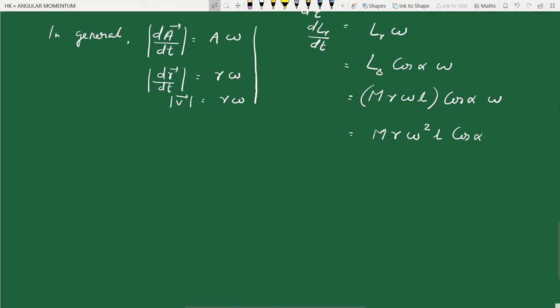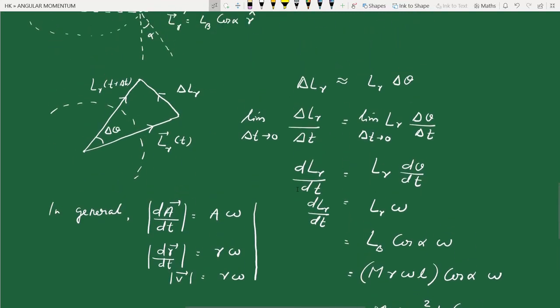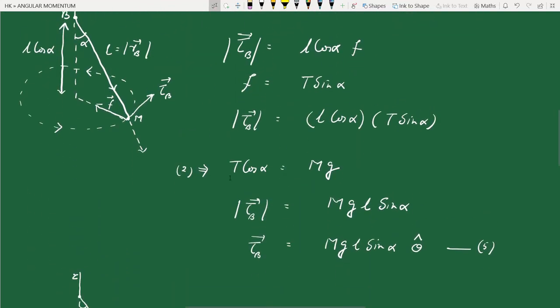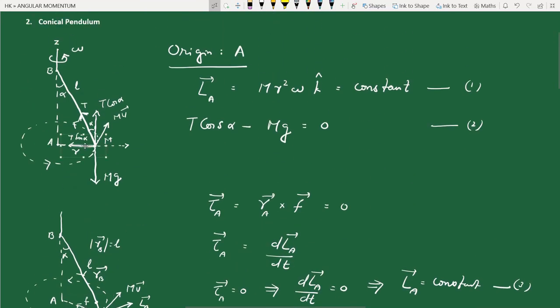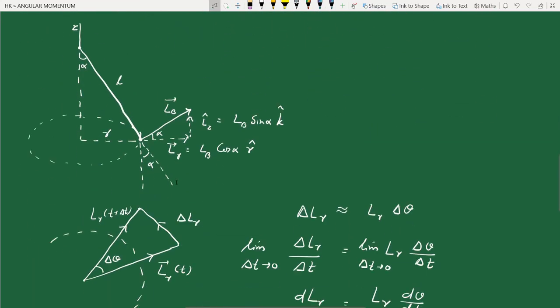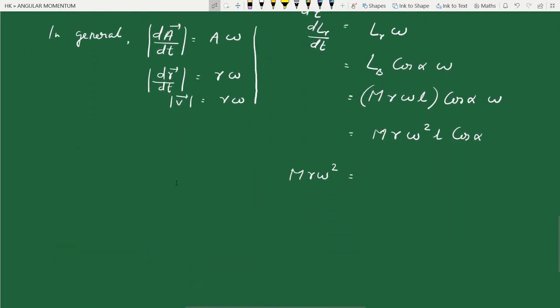Let us try to again rewrite this slightly. This mr omega square here is the expression for centripetal force, mv square by r. If we substitute v is equal to r omega, centripetal force is mr omega square. So mr omega square is nothing but the force acting towards the center. What is the value of this force? We have seen that here. It's nothing but T sine alpha. So the centripetal force, the force towards center, is nothing but T sine alpha.